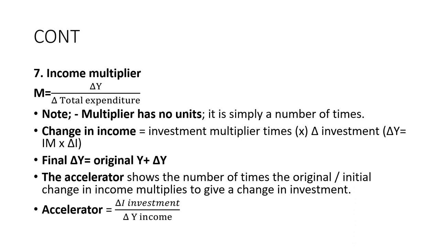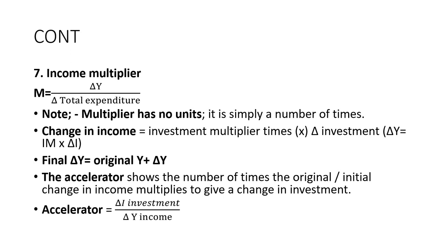The last one is the income multiplier, where you take the change in income over the change in total expenditure. But what you must remember is that there are no units for measuring a multiplier. If you find 5, you cannot add 5 kilometers or 5 seconds; you remain with 5, you don't put any units.